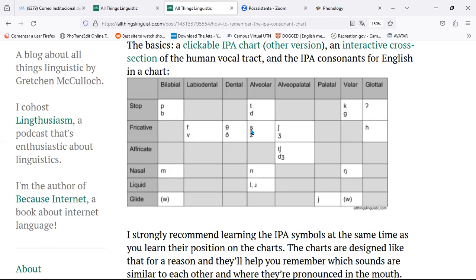If the last sound before the S is a voiced sound, then I'm going to use a Z.